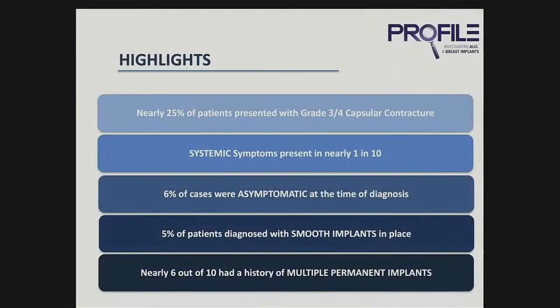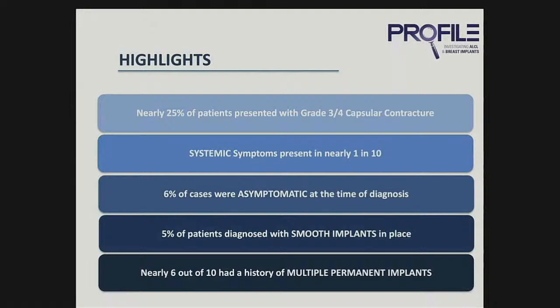So what are the highlights? What can we see from the 10,000-foot view? Well, this accumulation of data allows us to say that nearly 1 in 4 patients presented with a new grade 3-4 capsular contracture, and nearly 1 in 10 patients presented with systemic symptoms. Notably, 6% of cases were asymptomatic at the time of diagnosis, and approximately 5% of patients were diagnosed with smooth implants in place.